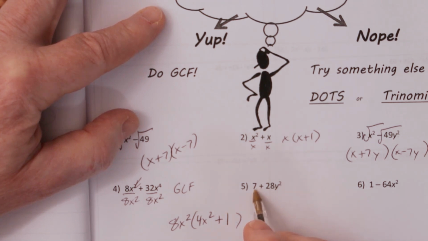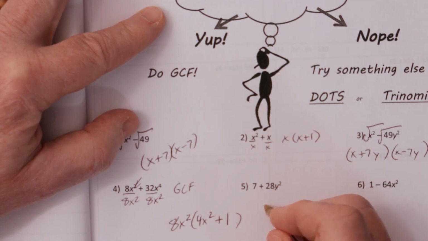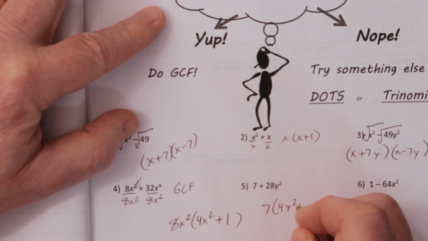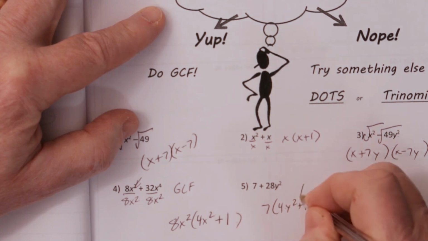Next one is just a GCF of 7. And once again, I'd switch the order because it's not in standard form. So I'm going to have a 7. And then I have 4y squared plus 1. So since that's a plus, you're done.